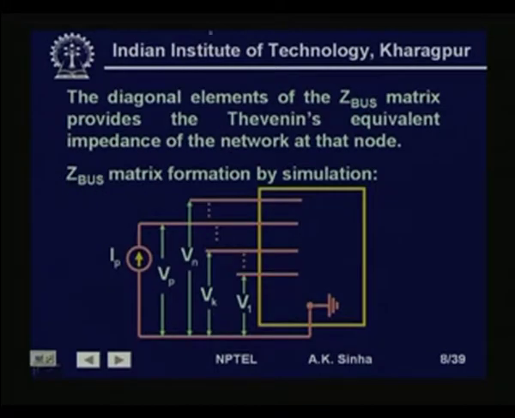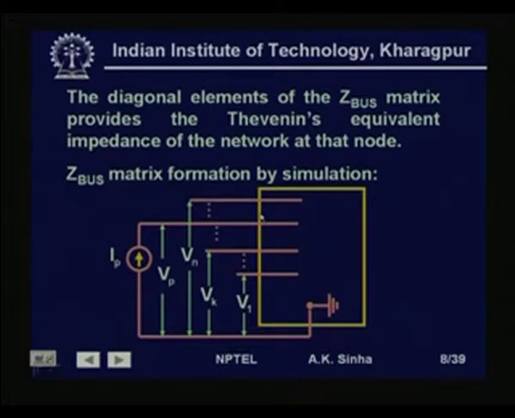If we want to do this by simulation, what we need to do is, in this n bus power system, we inject a current IP into bus P and measure the voltage at all other buses, and then we can find out Vn by IP as ZPN or V1 by IP as ZP1. So, Z1P or ZP1, they will be same. So, this is the way we can do it.